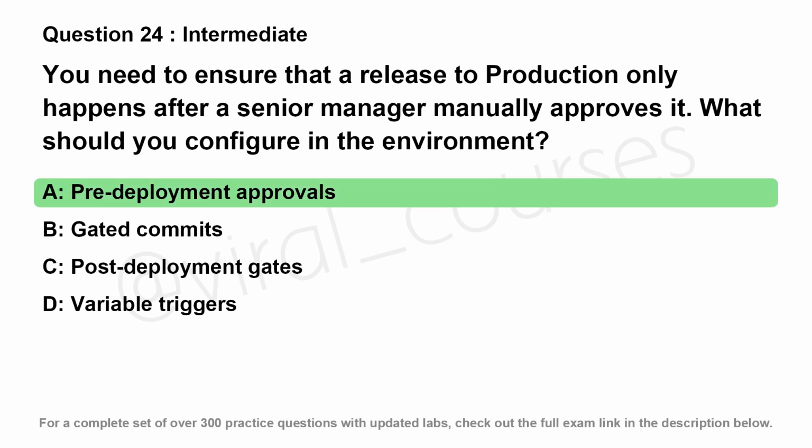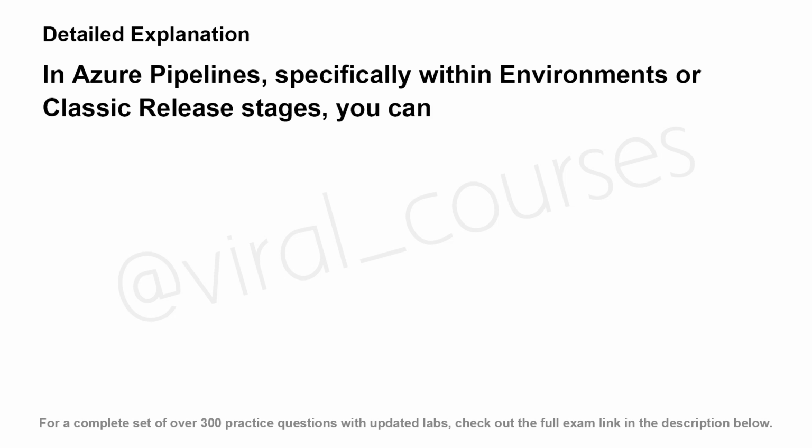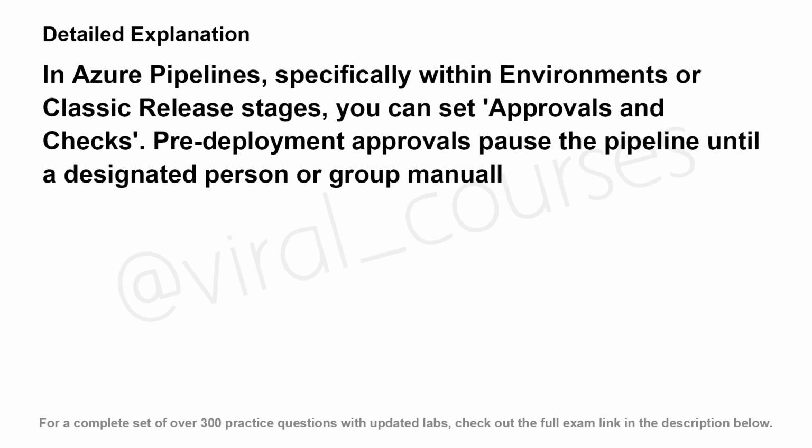The correct answer is A. In Azure pipelines, specifically within environments or classic release stages, you can set approvals and checks. Pre-deployment approvals pause the pipeline until a designated person or group manually signs off on the release.